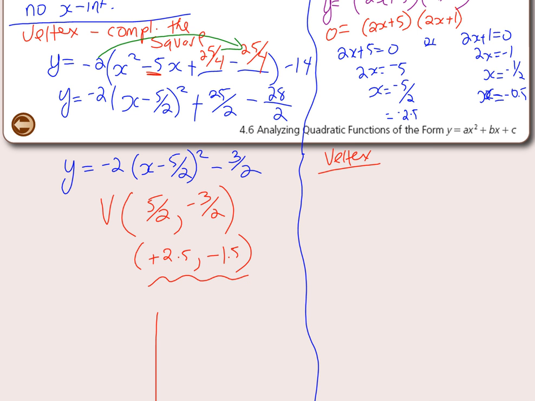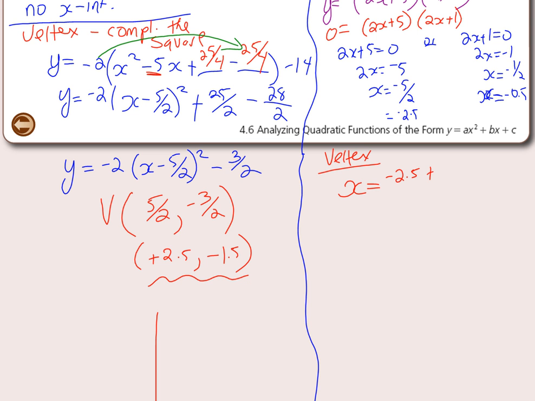Last thing, we need to find our vertex. Complete the square. Or go halfway in between the two x-intercepts. Do whichever one of the two you prefer. Hey, I did completing the square in A. B, I'm going to do halfway in between.